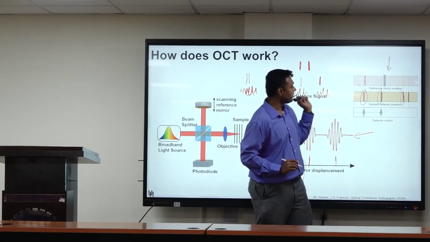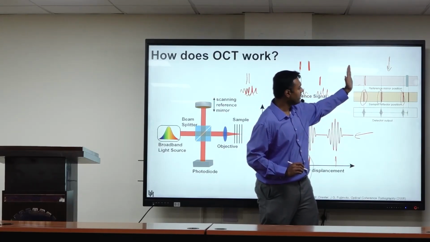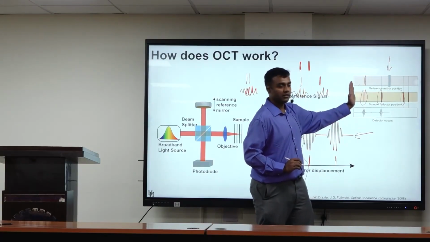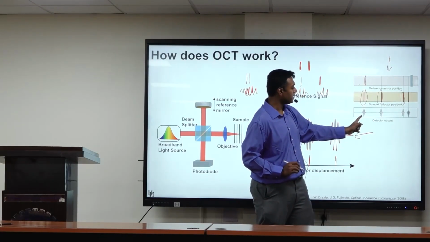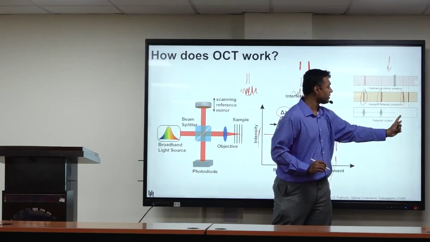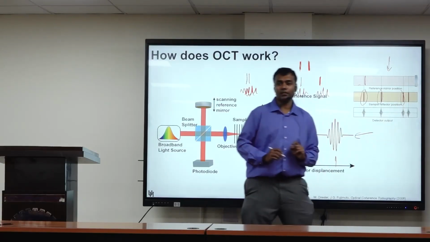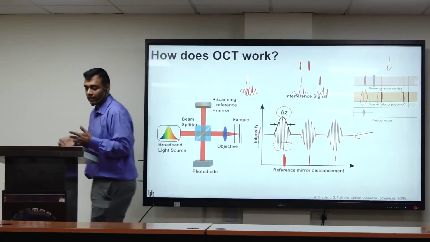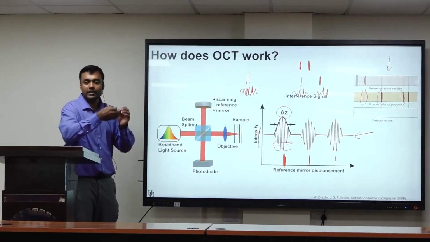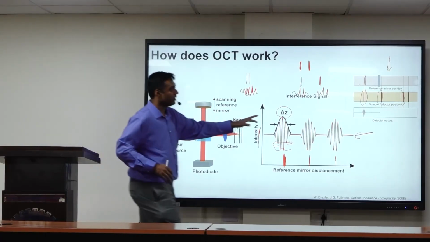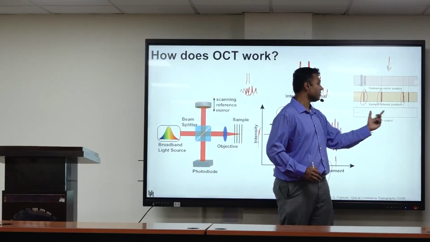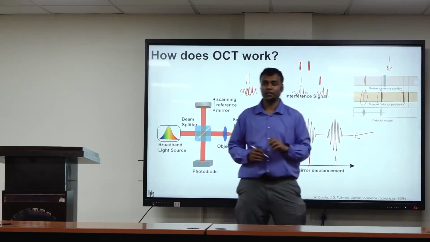So notice, if you keep looking at this, the mirror is moving, and whenever the mirror position matches the sample layer position, you get one signal burst here. Next position, you get another burst here. Next position, another burst here, and another one here. Okay, this is actually how you collect data in time domain OCT. Sweep the mirror, collect data at every position. You get this pattern, and therefore you know that the layers are here, here, here, here. So you can do some data processing on this to get the positions of these layers.